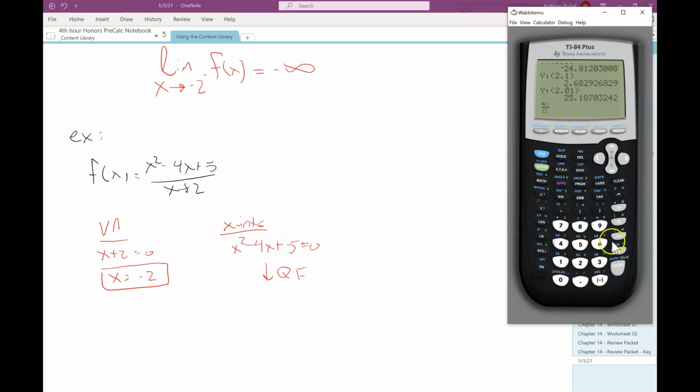So negative of negative 4 plus or minus the square root of negative 4 squared minus 4 times 1 times 5, over 2 times 1. Sorry, I just need to change my mode real quick. Well, actually, for graphing purposes, it doesn't really matter.